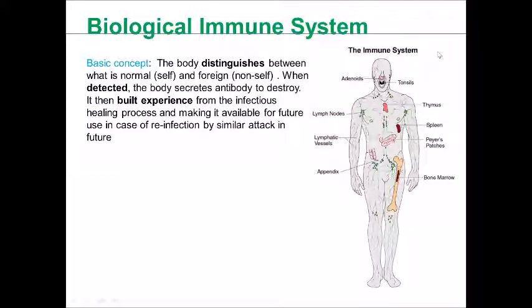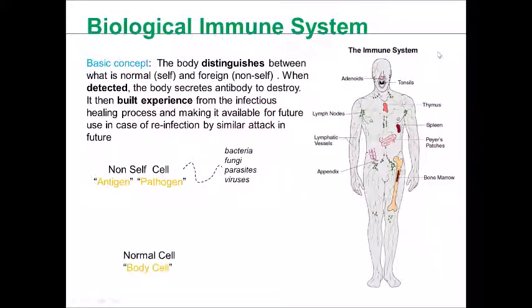Probably when we get a fever, we take medicine, and when we recover from that disease, for the second time our body already has the antibody. Getting a second attack of a similar disease is quite hard because our body has already memorized the recovery process. As I mentioned just now, the non-safe cell is considered an antigen or pathogen. It consists of bacteria, fungi, parasites, and viruses. And we also have another type of cell, which we call the normal cell or the body cell.